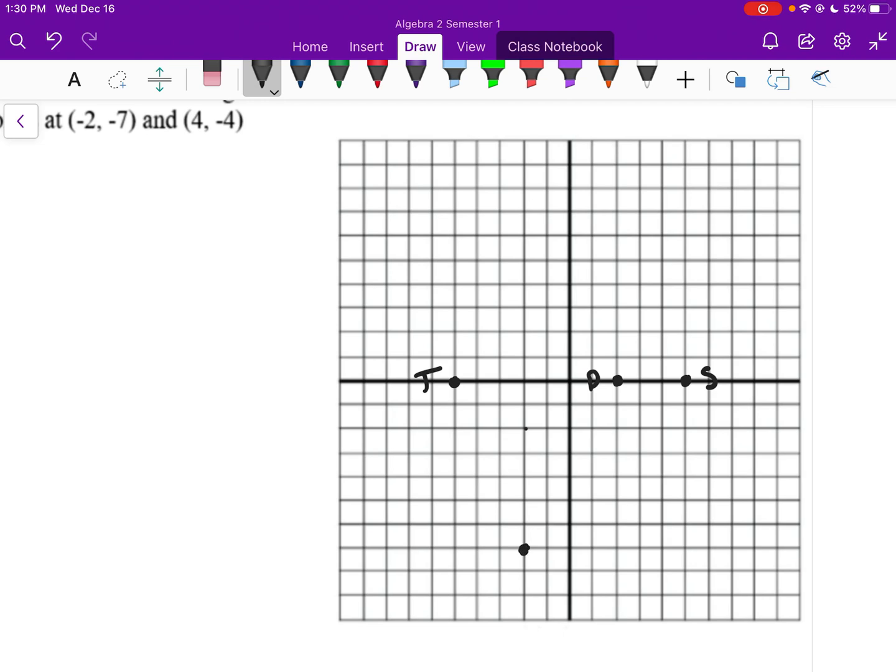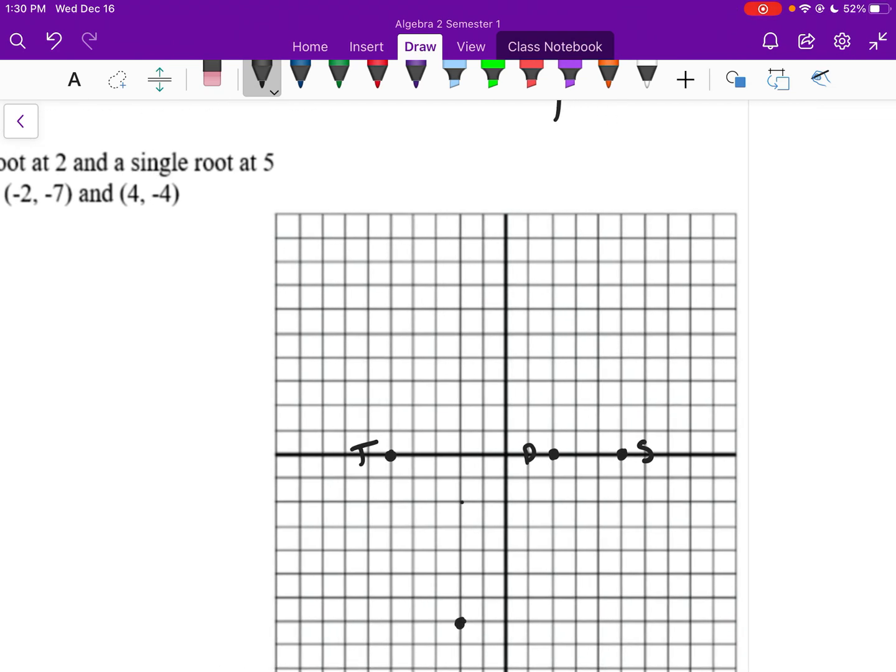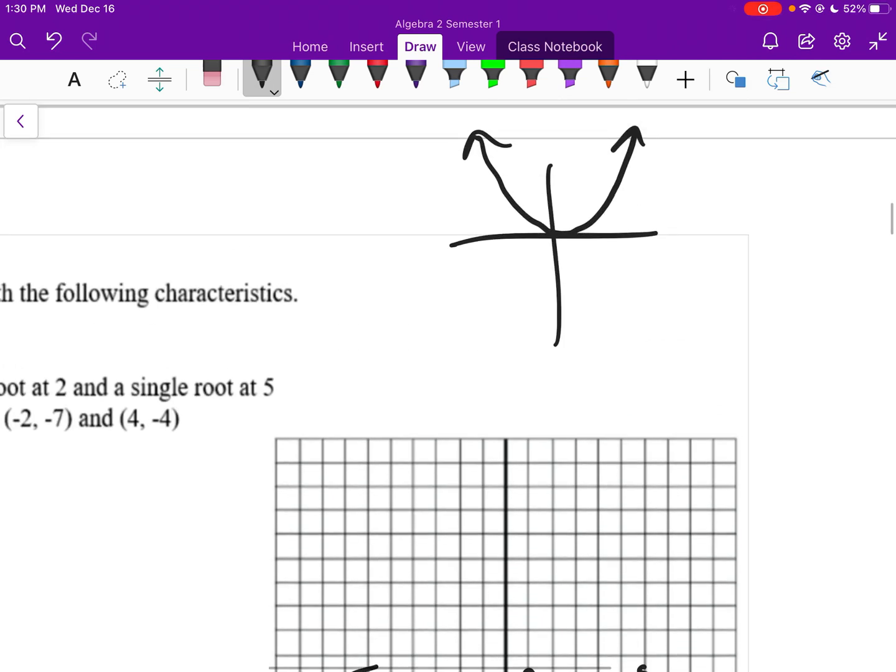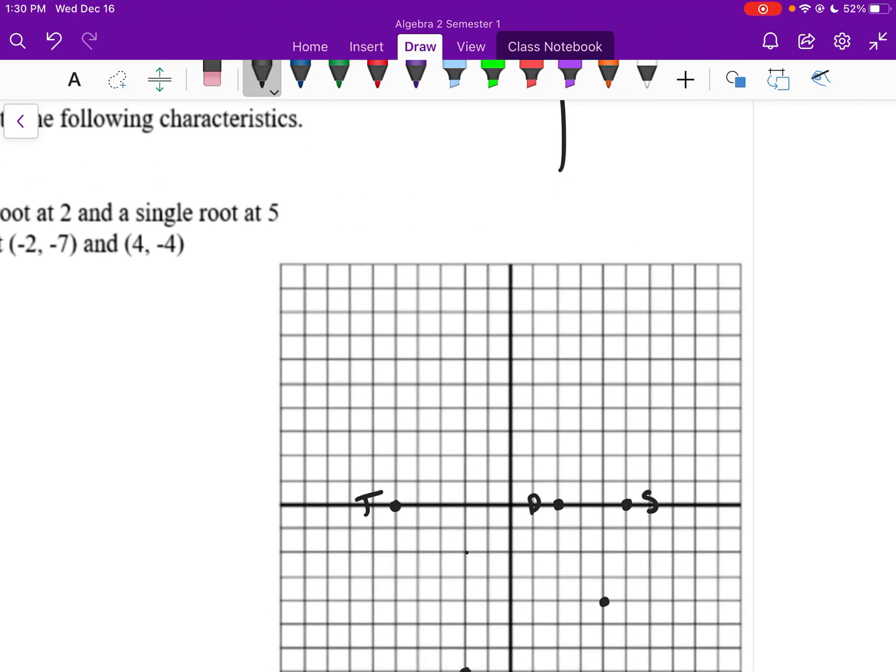Okay, so we have a turning point there and a turning point at 4, -4. Okay, so when I'm doing this now, again, we look at our end behavior. So I'm going to start in quadrant 2, and then I need to go to my first root, which we said was a triple root. In that case, we're going to sweep through that point.